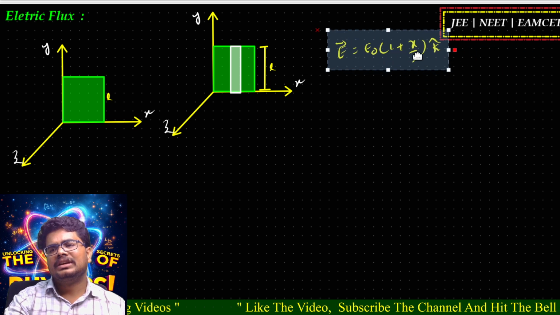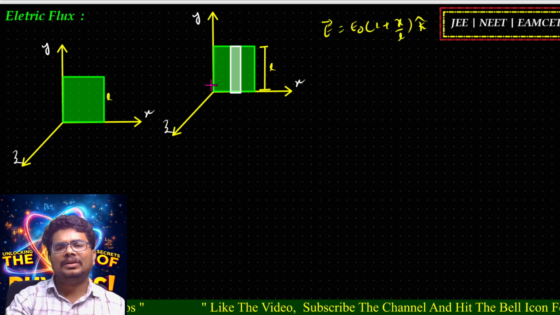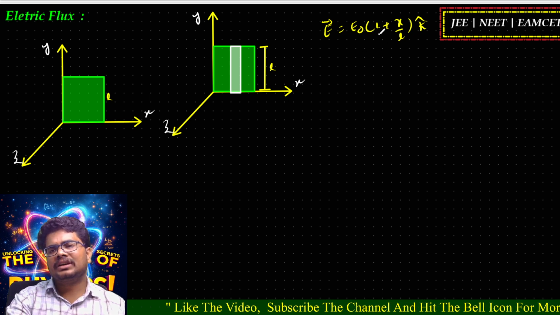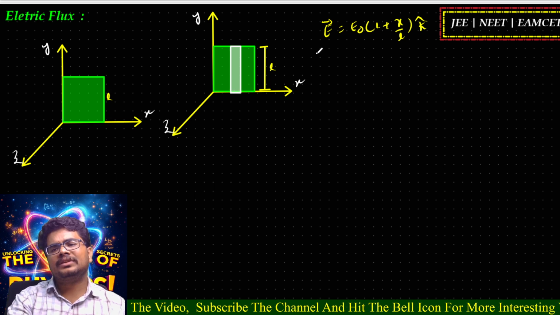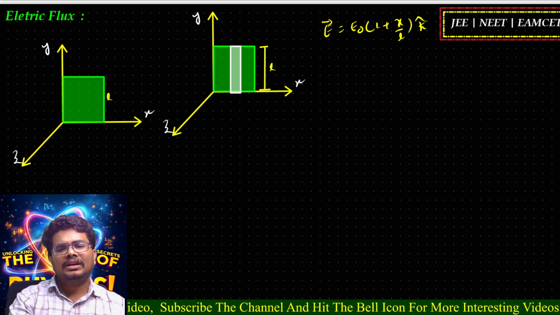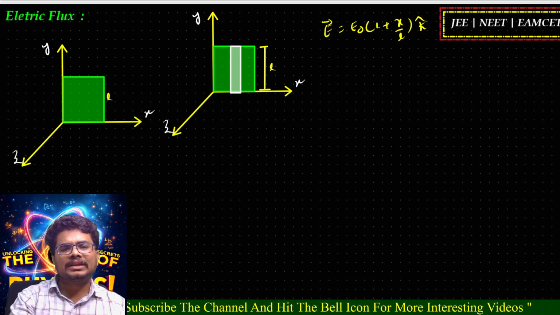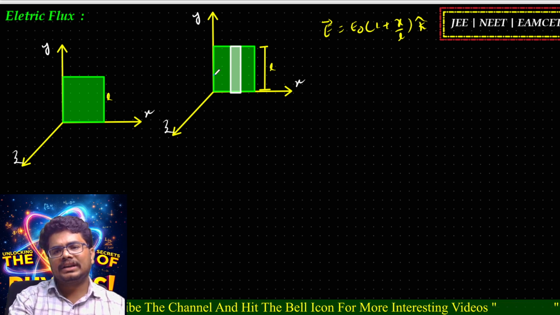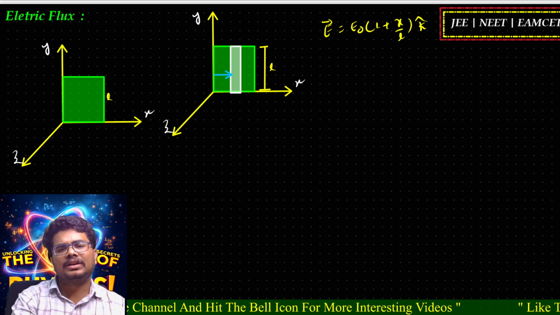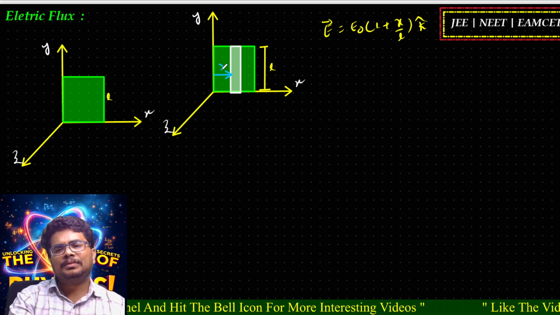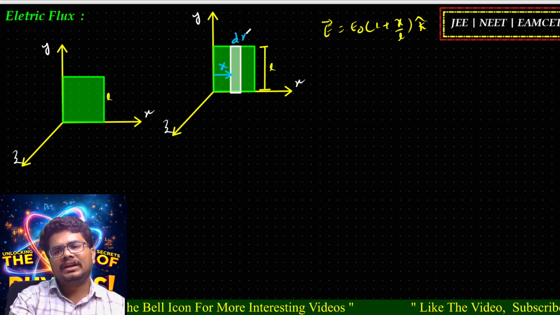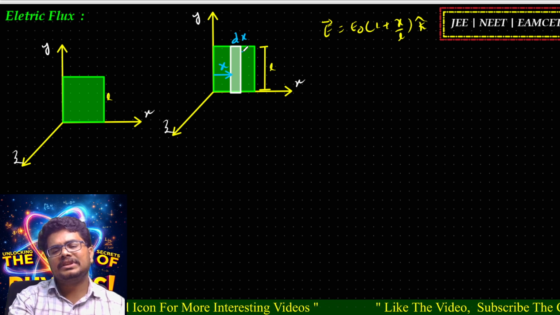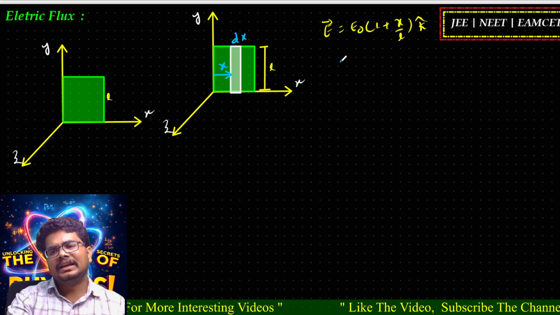The side length is given as L. But what else is given? E equals E naught into 1 plus x by L, k cap. If x value is 0, 1, 2, 3, it is changing, so the E value is also changing. Then what do you need to take? You need to take a strip at a distance x from the origin. At this point you choose one strip. The strip width is dx. Length is L. How to write dA?